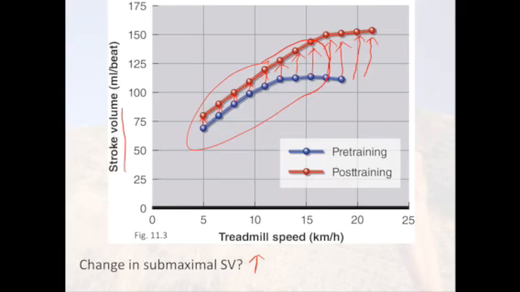This going from their maximal stroke volume before of about 110 maybe up to about 150 something is a huge change in maximal stroke volume. So submax goes up and max goes up. Again, this increase in submax is what allows for submax heart rate to go down.